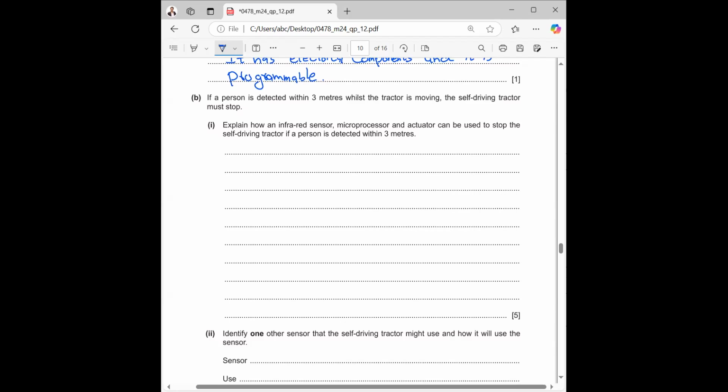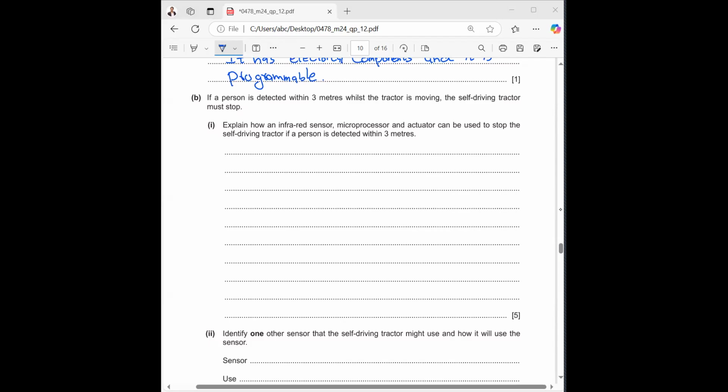Then you have the B part one. B part one says that if a person is detected within 3 meters while the tractor is moving, the self-driving tractor must stop. Explain how an infrared sensor, microprocessor, and actuator can be used to stop the self-driving tractor if a person is detected within 3 meters. So this is for 5 marks.